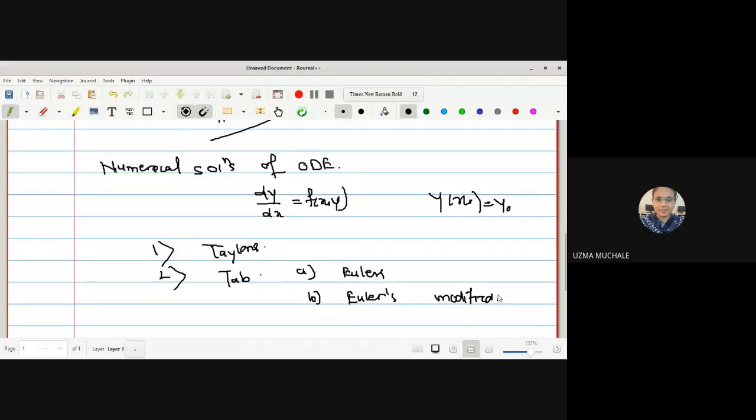Okay. So first one we will go one by one. First we'll see Euler's method and then Euler's modified method, and then we'll go for the Taylor series. That means how to solve any differential equation by using a Taylor series.